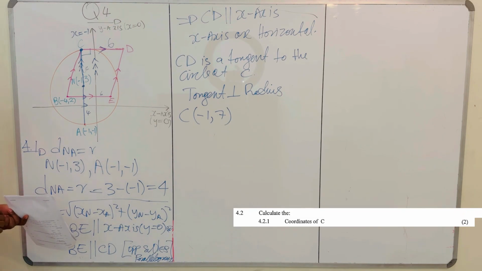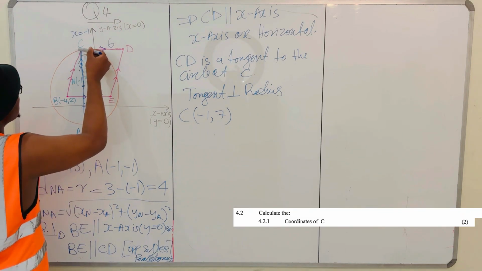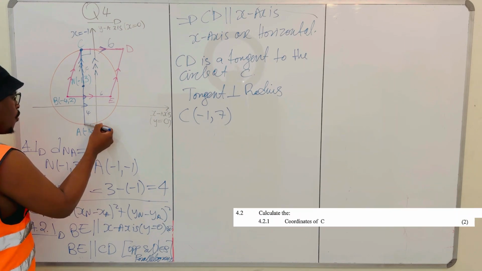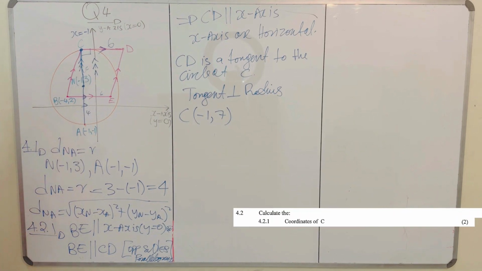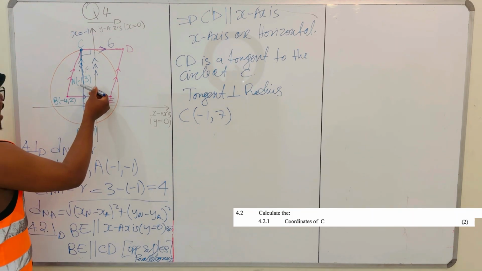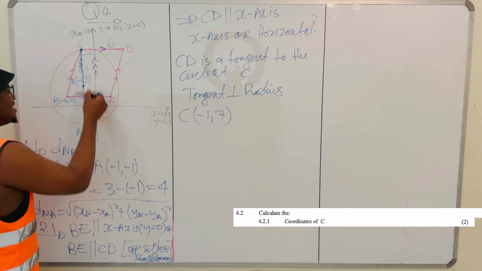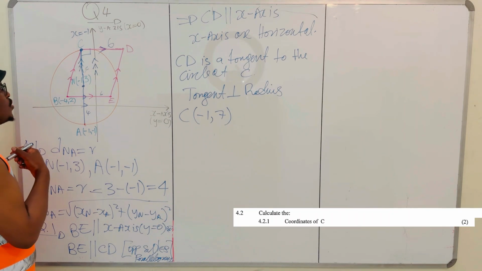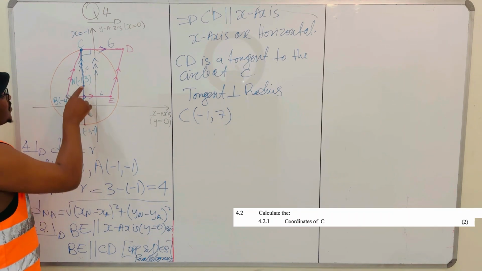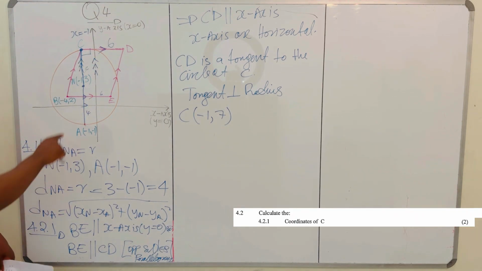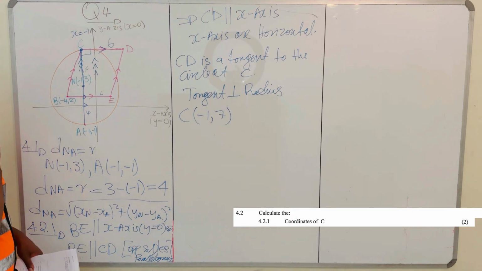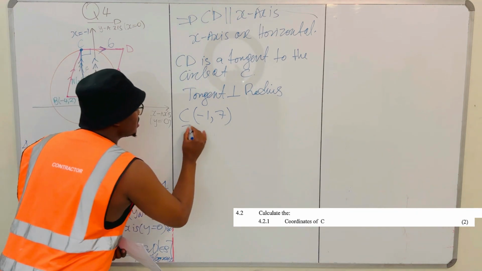Or the other way you can look at it, you can see that you have a vertical line from C to A, and N is the midpoint between C and A. So now you have the coordinates of A, the coordinates of the midpoint. You want the coordinates of the other point that gives you the midpoint N. So I'm going to do this question another way.